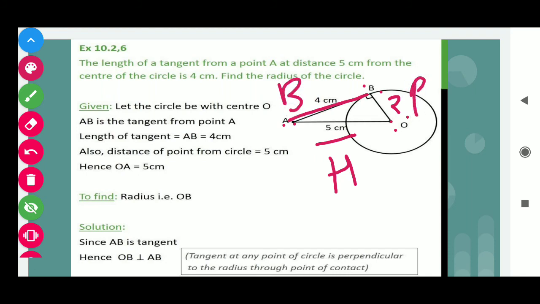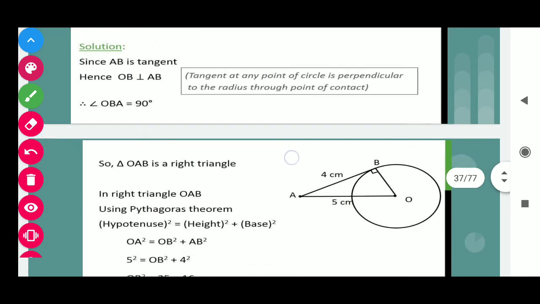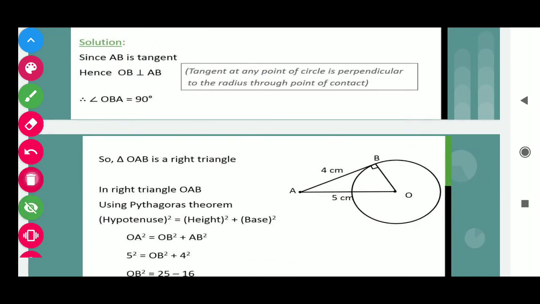So students, given is, let the circle be with center O. AB is the tangent from the point A. Length of tangent AB is 4 cm. Also, distance of point A from the center is 5 cm. Hence, OA is 5 cm. Now we need to find the radius. Solution is, since AB is tangent, hence OB is perpendicular to AB. So in this way, this angle is 90 degrees.